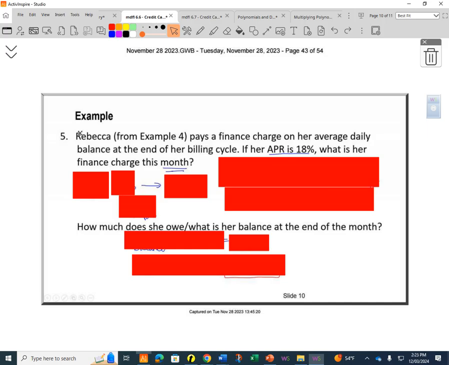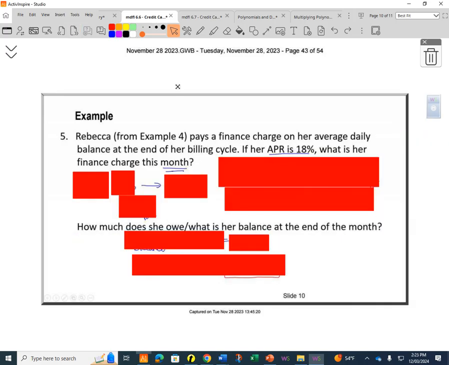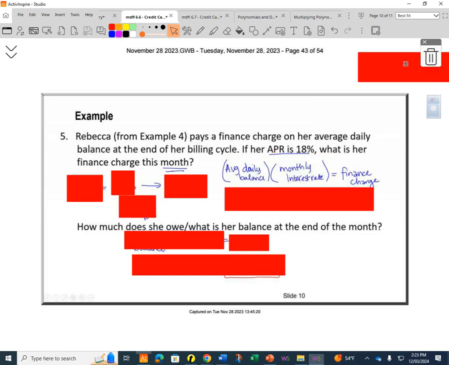So this is the same Rebecca from the last example. She pays a finance charge on her average daily balance at the end of her billing cycle. So we found her average daily balance to be $1,441.60. If her APR is 18%, what is her finance charge this month? So let's look here first. Average daily balance times the monthly interest rate, that's going to be equal to her finance charge.